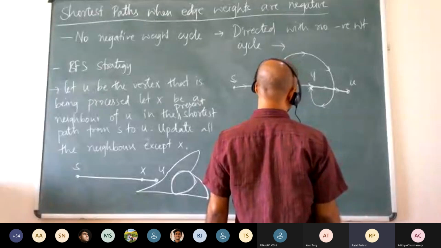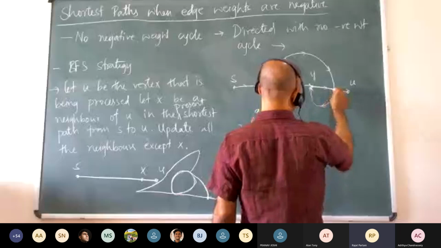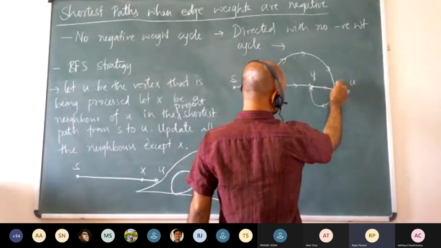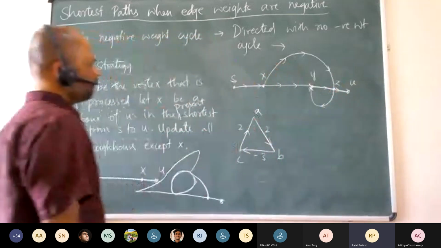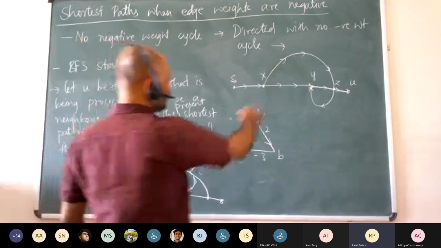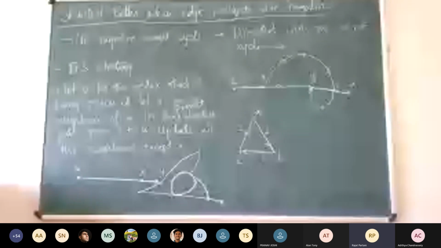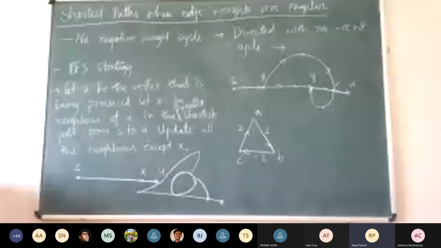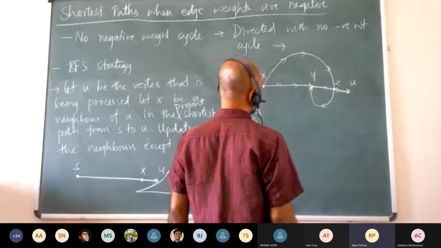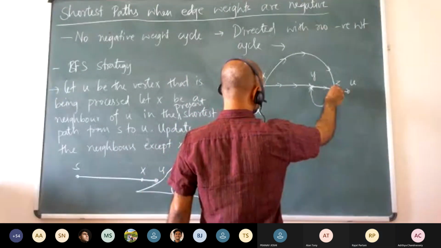Let us mark the vertex after Y as some random variable Z. According to our assumption, X to Y is minimum and X to Z is also minimum. So the new path we are assuming has to be greater than this X to Z, which we have already discussed. So X to Z here.